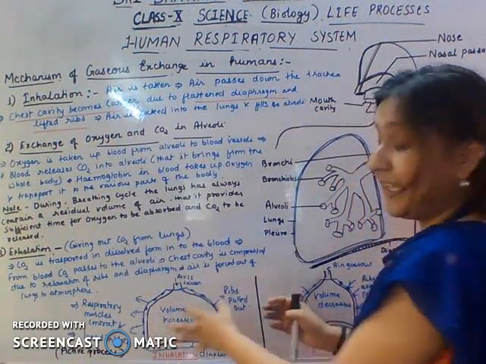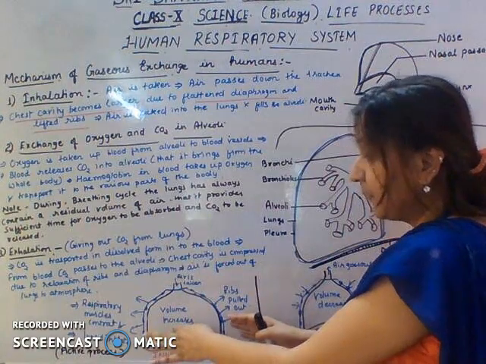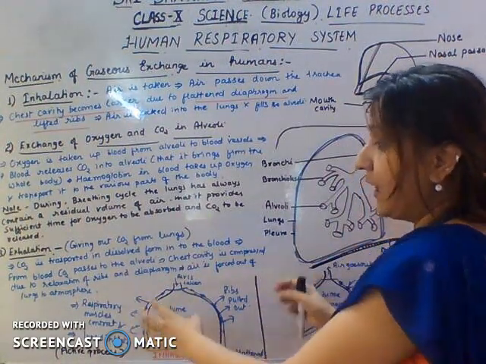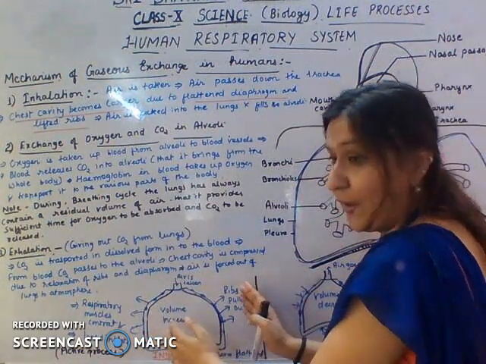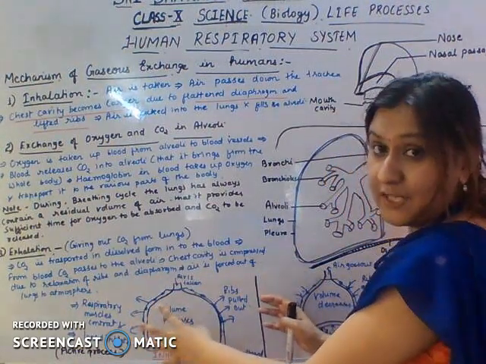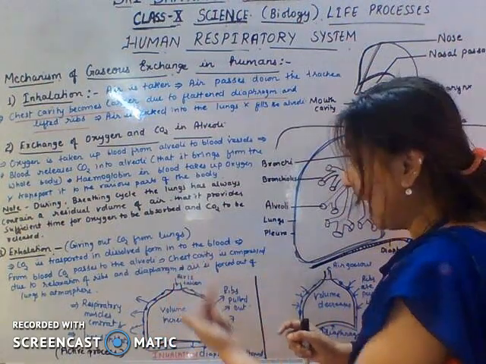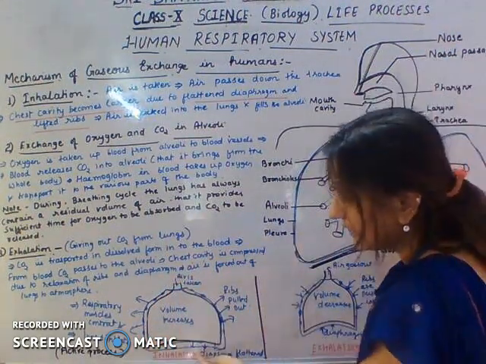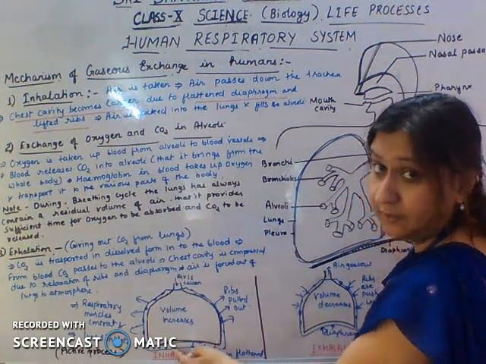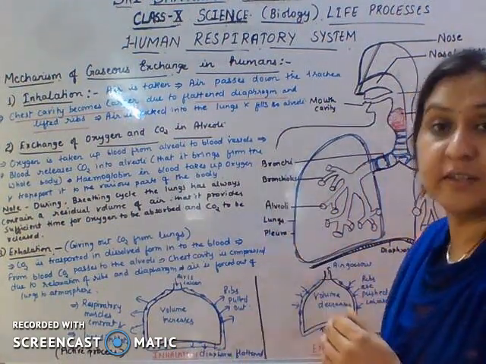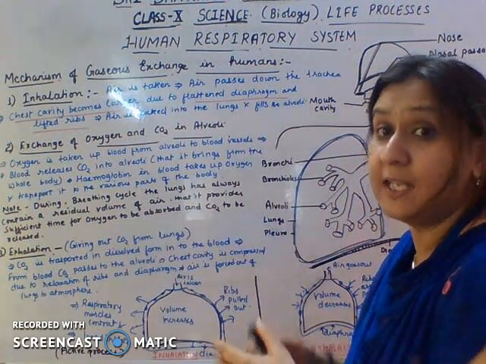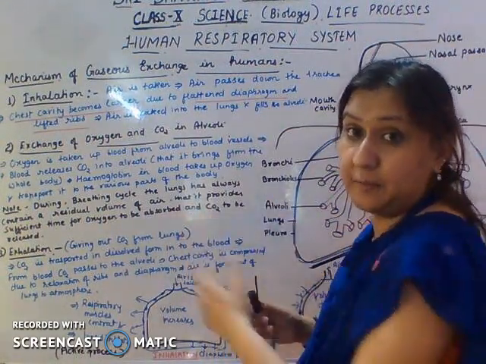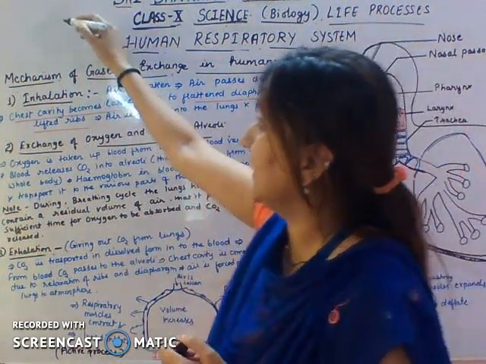Clear? In this inhalation, volume increases, ribs are pulled out, respiratory muscles contract, lungs inflate, and the diaphragm gets flattened. Now the exchange of oxygen and CO2 takes place in the alveoli. I just taught you this in the last class, how the exchange of gases takes place.